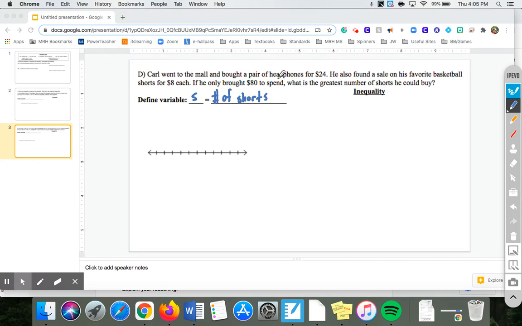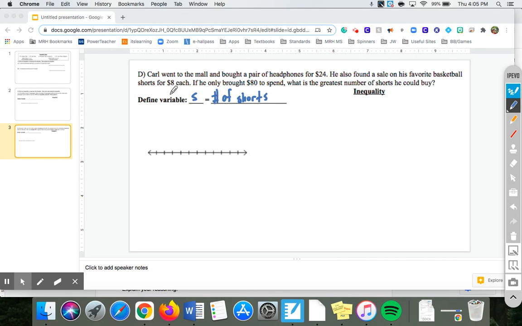So again, rereading this, looking for things that give us clues about the operations and the limit. So he went to the mall, bought a pair of headphones for $24. So that's just one pair of headphones. So reading that part right there, that's a clue that that's my constant, which again, the constant is a number that we're adding and subtracting, and we're not multiplying or dividing it with our variable. So he found a sale on his favorite basketball shorts for $8 each.